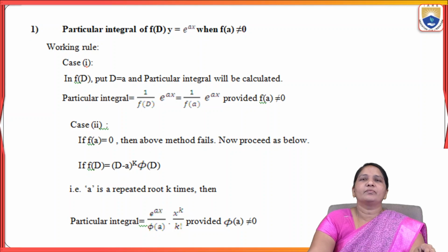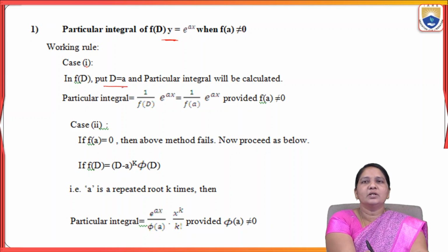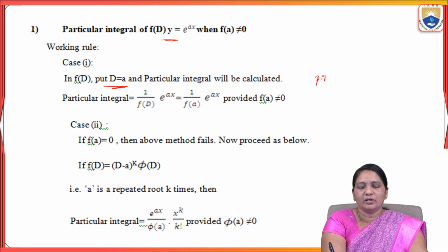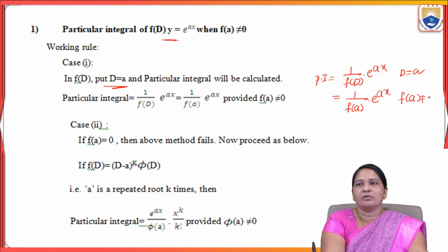In some textbooks, they give the notation like this: the particular integral of f of D into y equal to e power ax. What is the working rule we follow here? We have to put D equal to a. The particular integral is calculated like this: 1 by f of D into e power ax. Here we replace the value in place of D. Then it becomes 1 by f of a into e power ax. Here f of a should not be equal to 0.